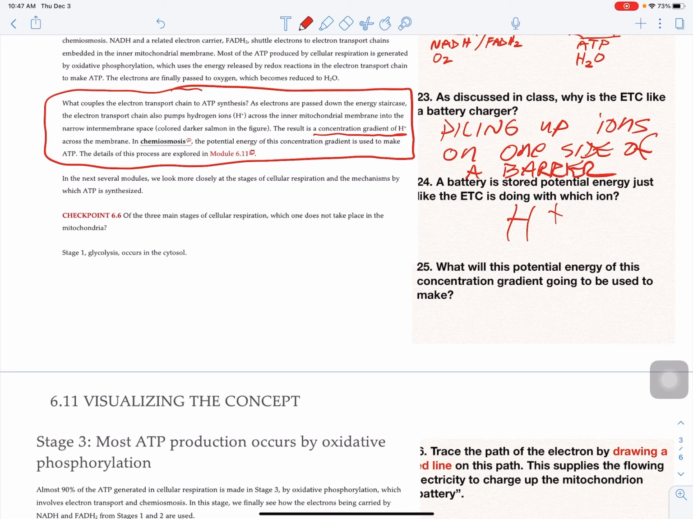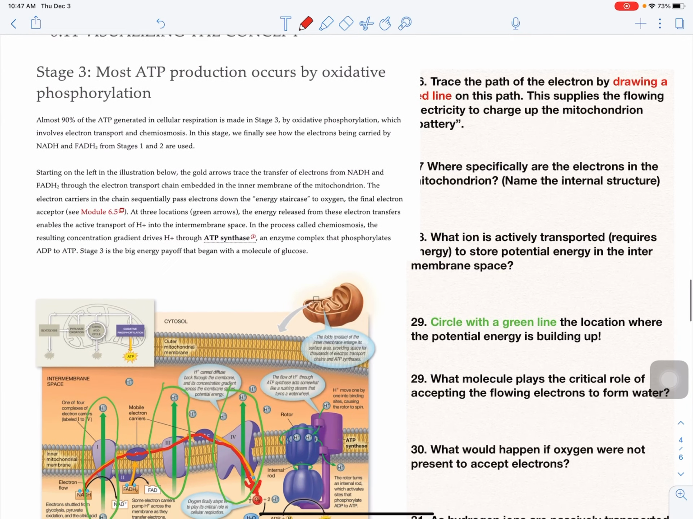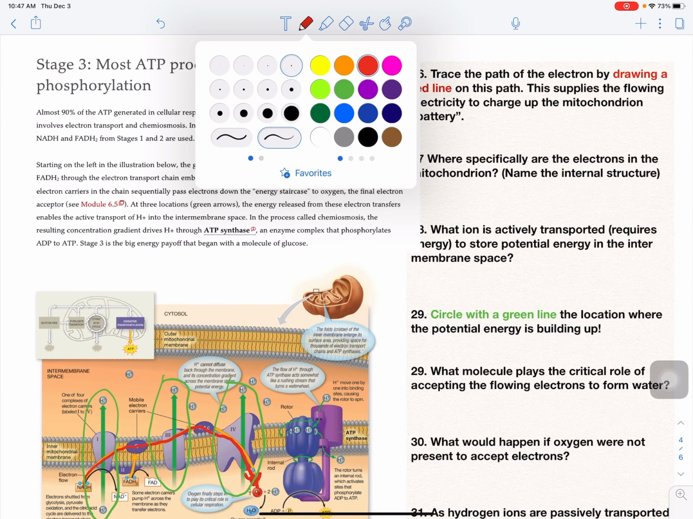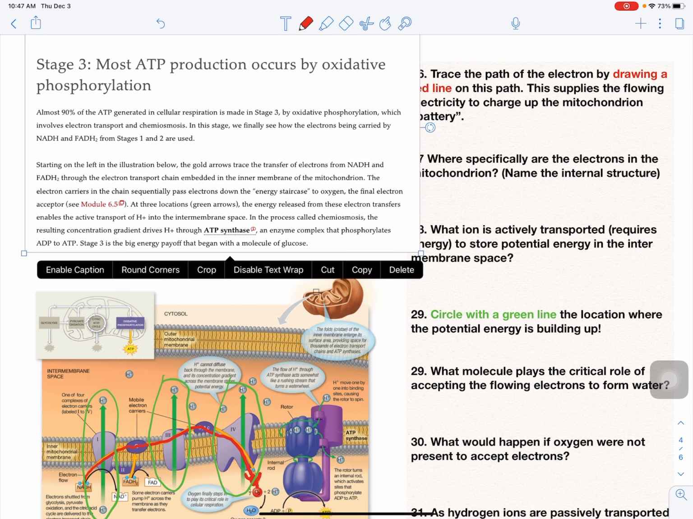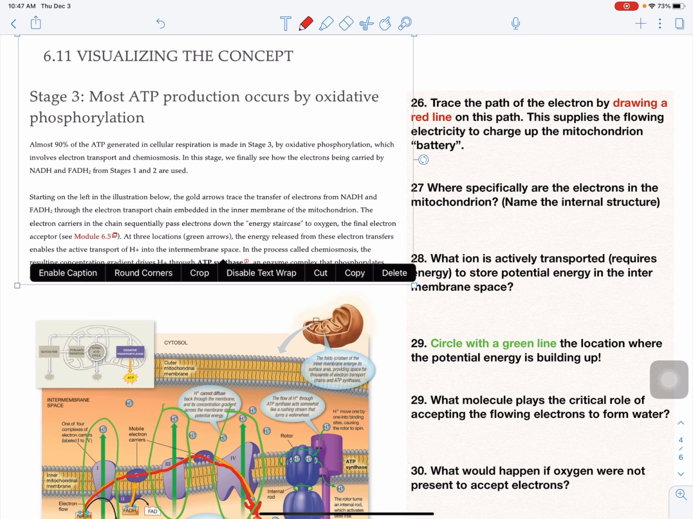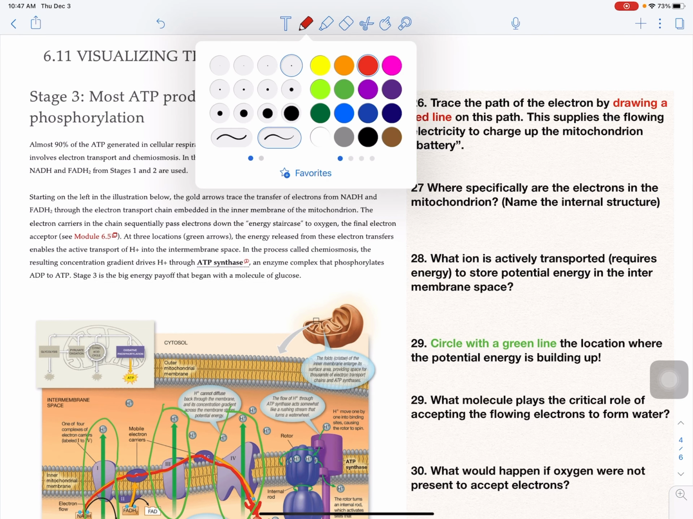What would this potential energy concentration gradient be used for? What is the purpose of it? It is going to generate the energy molecule of ATP, and we're going to get that in the next picture. Turn on your red color here in Notability, and you are going to trace the path of electrons with a red line. You can make it a big red line.